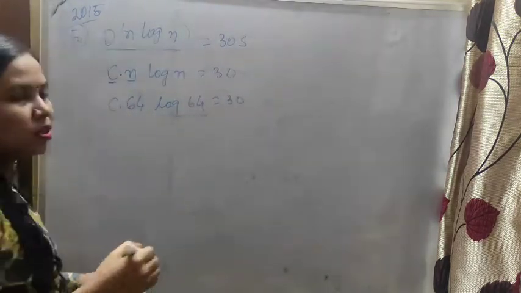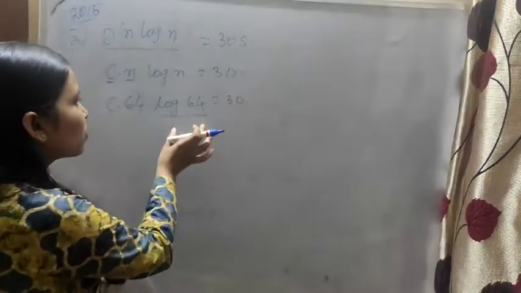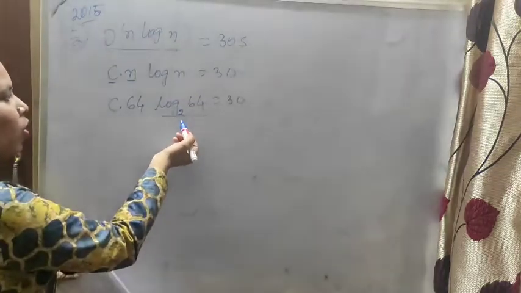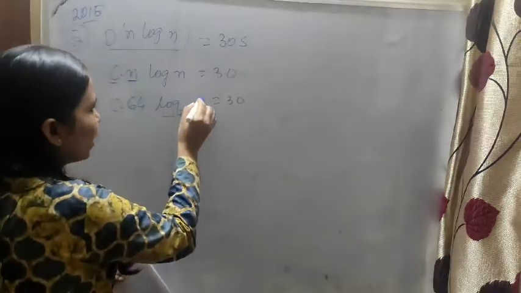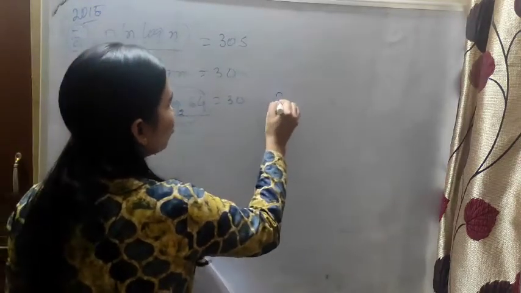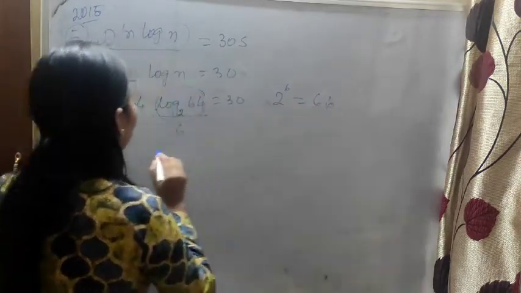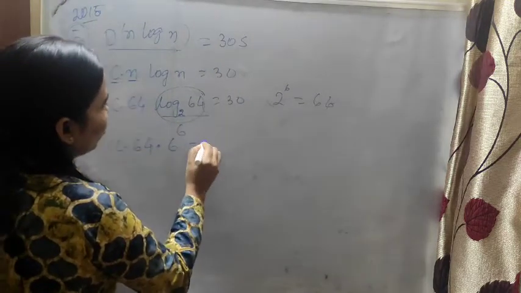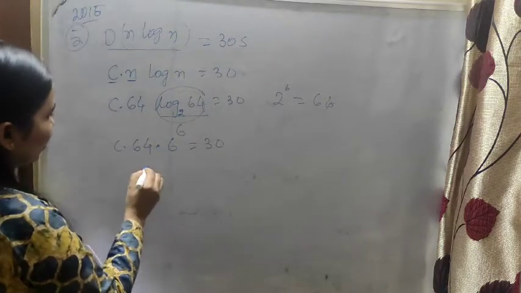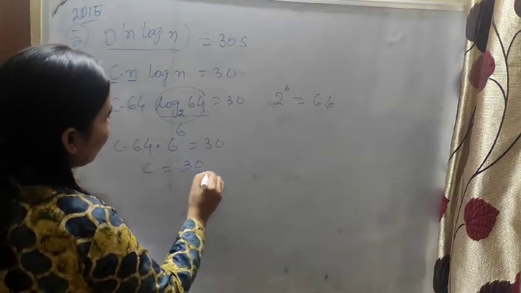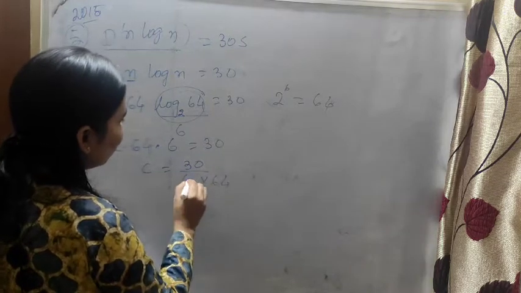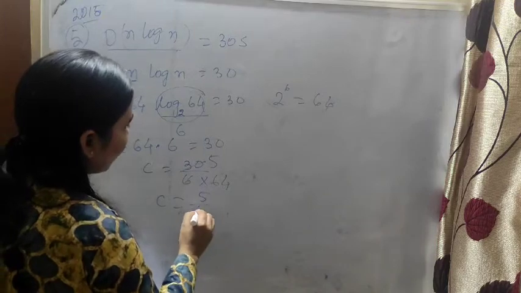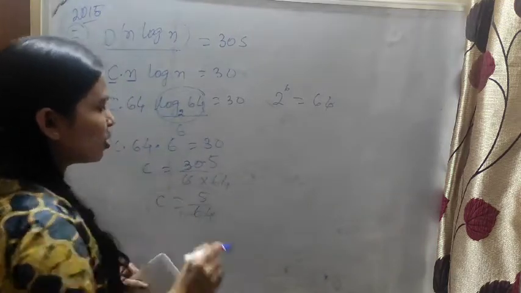Log 64: nothing is given for the base here, so you have to assume base 2, log base 2 of 64. That will come 6, because 2 to the power 6 equals 64. So write c into 64 into 6 equal to 30. Now divide it: c equals 30 by 6 into 64. 6 5s are 30, so the constant value has come 5 by 64. This is the constant value.